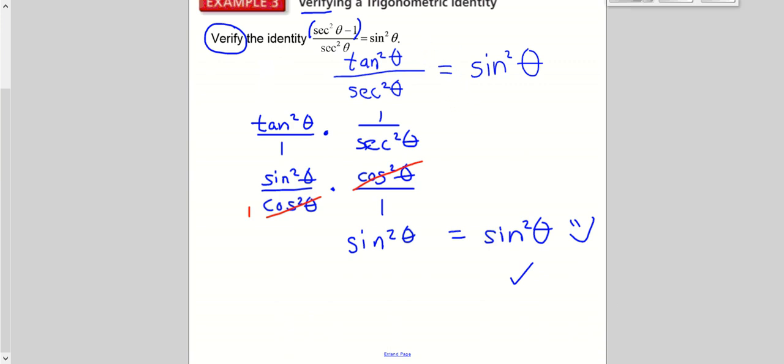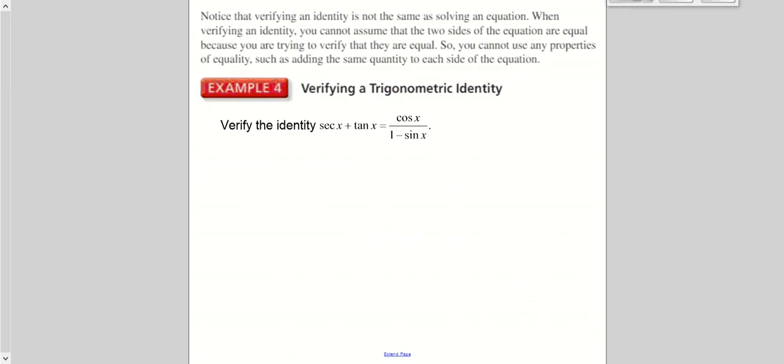Verifying an identity. You cannot work both sides. Notice I didn't touch anything on this side. Sine squared just stayed sine squared. I only worked one side of the equation. Notice that verifying an identity is not the same as solving an equation. When verifying an identity, you cannot assume that the two sides are equal because you are trying to verify they are equal. So you cannot use any properties of equality, such as adding the same quantity to each side of the equation.